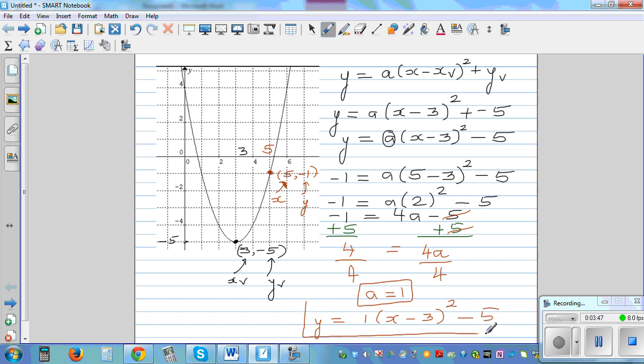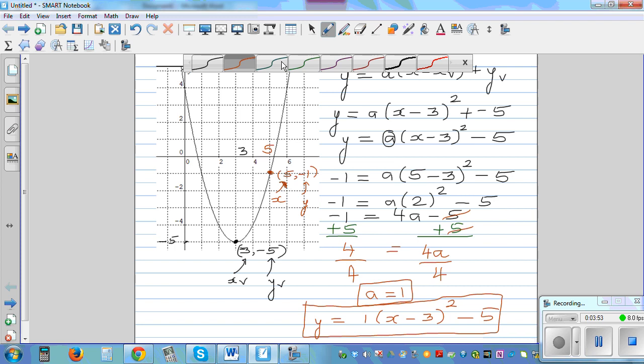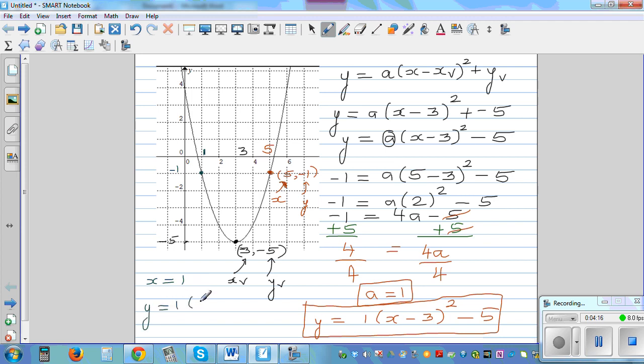Okay, so let's confirm whether this answer is right. To confirm your answer, let's plug in this point. When x is 1, y should be negative 1. So let's put x is equal to 1 and see what happens. If you're getting negative 1, this equation is right. So y should be 1 times (1 minus 3) the whole squared minus 5. 1 minus 3 is negative 2, and negative 2 squared is 4, minus 5, which is negative 1. So the equation is right.